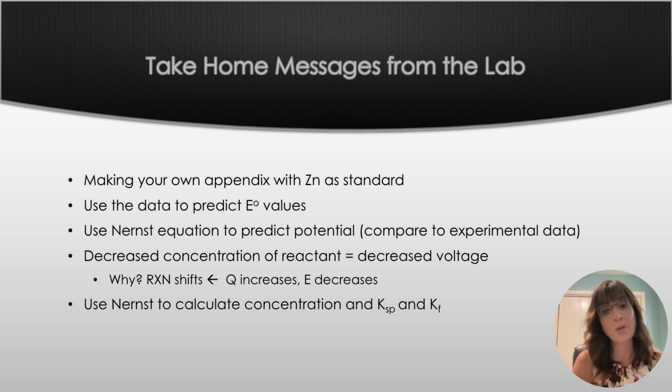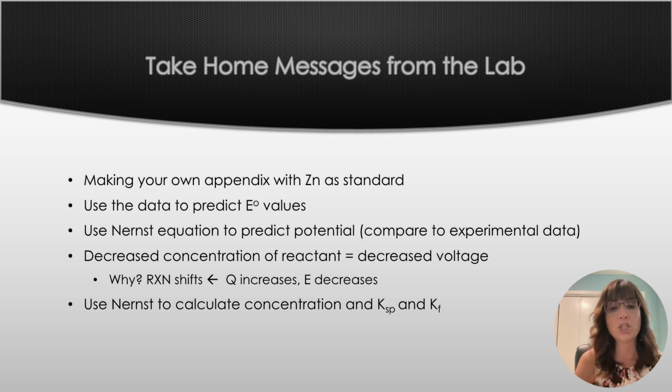You made your own appendix, so to speak, with zinc as the standard. You used the data from your appendix to predict E values for different chemical combinations. You used the Nernst equation to predict potential and then compared it to the experimental data, and we were pretty dang close. You decreased the concentration of a reactant, and you saw that that decreased the voltage. You should have noticed when you did the math why that happened.